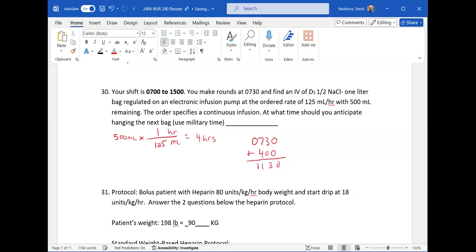And then, so you should check it at 11:30 a.m. or switch it at 11:30 a.m.